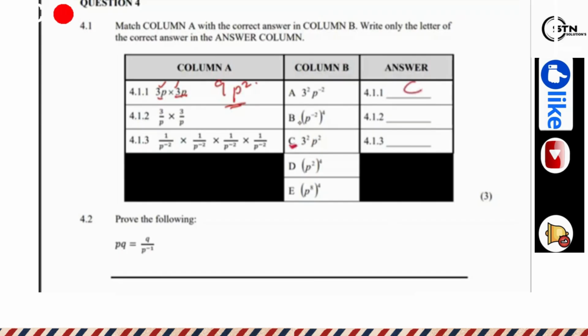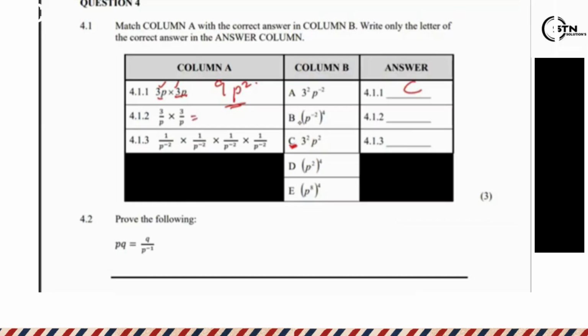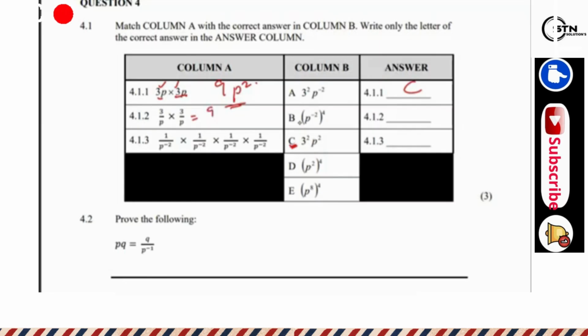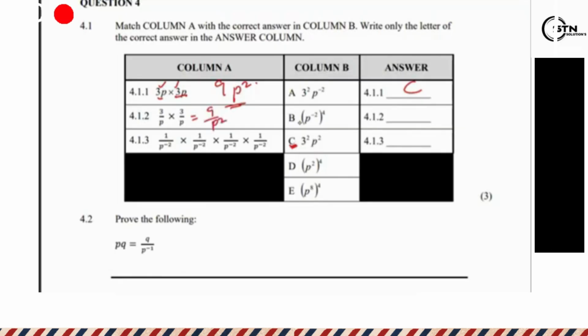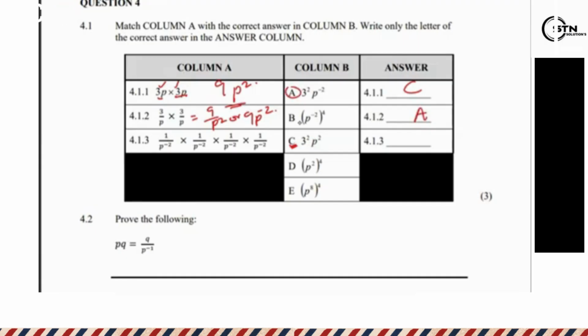Okay, then let's look at the second one. 3 over p, 3 over p. Remember, with multiplication of fractions, numerator separately, denominator separately. So that's going to be 9 over p squared, which is also the same as 9 p negative 2. Okay. So 3 squared p negative 2. I think it's this one, this A. Okay. And then 4.1.3.